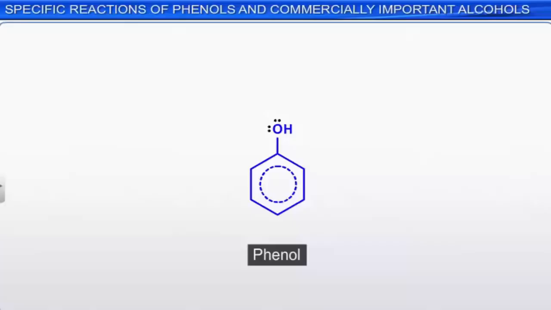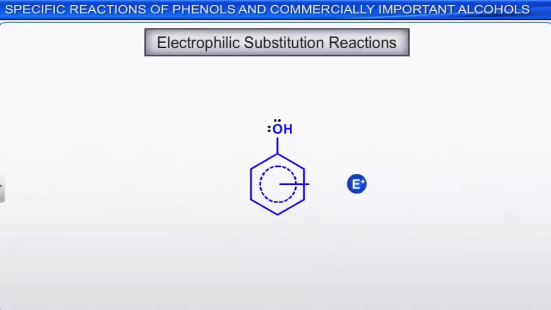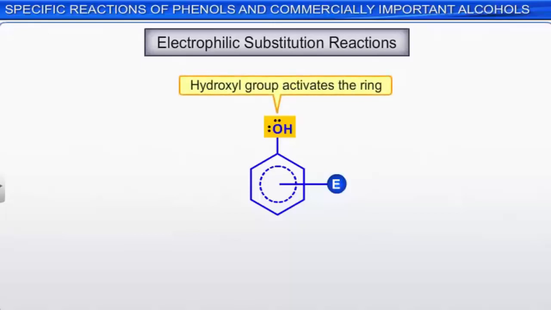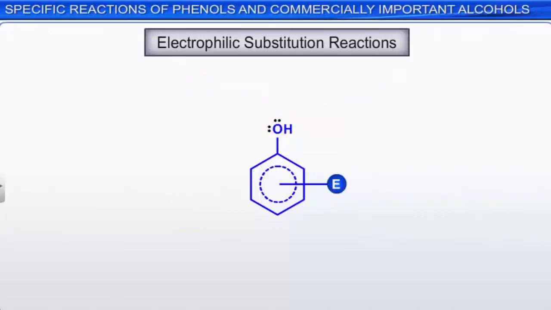Phenols, which can be thought of as substituted benzenes, can undergo electrophilic aromatic substitutions. The hydroxyl group of phenols tends to make the ring more likely to undergo substitution. The hydroxyl group activates the ring to substitution. Phenols undergo these substitution reactions more readily than benzene.